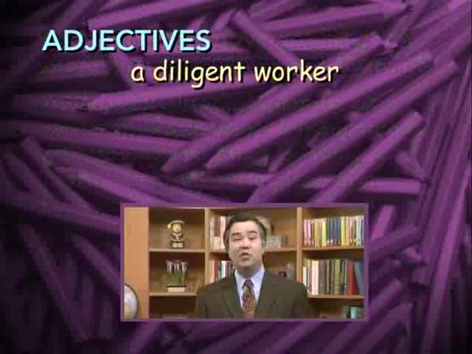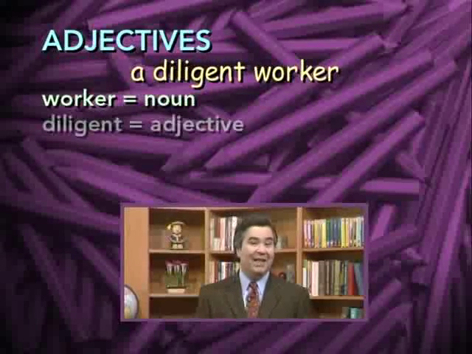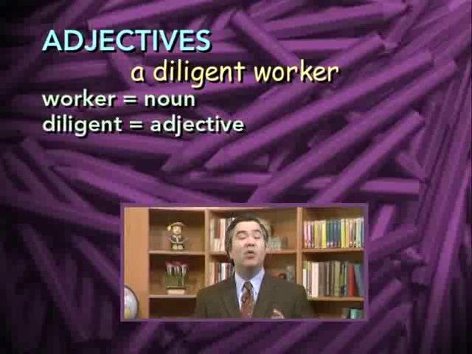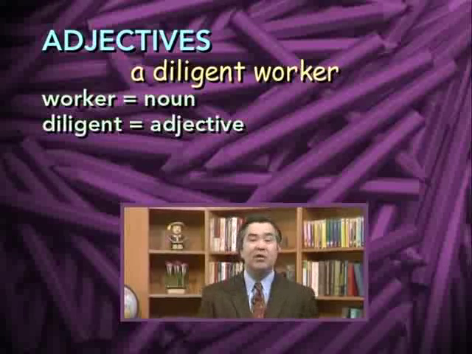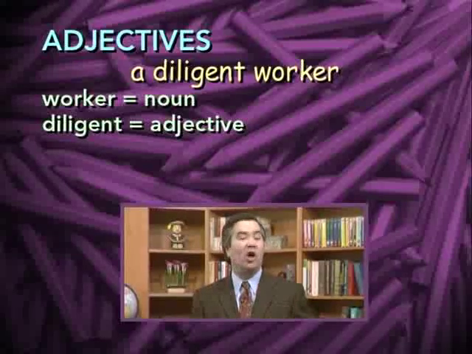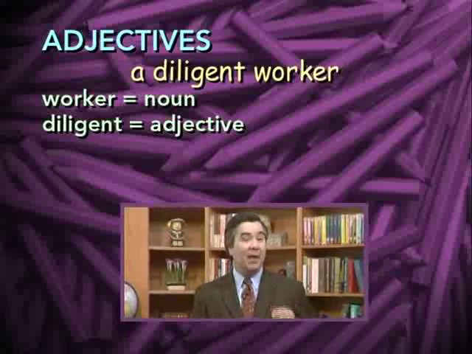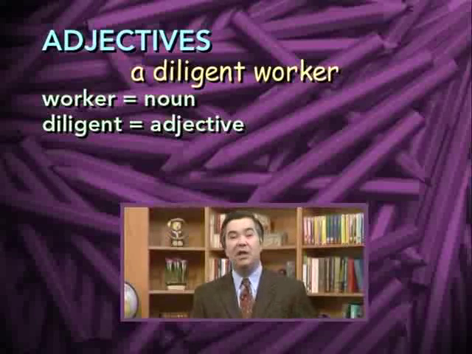In this phrase, worker is a noun. It names a person. Diligent is an adjective. It gives more information about the noun worker. It tells us what kind of worker: a diligent worker. That is, a worker who works hard. So the word diligent is an adjective because it modifies or gives more information about the noun worker.